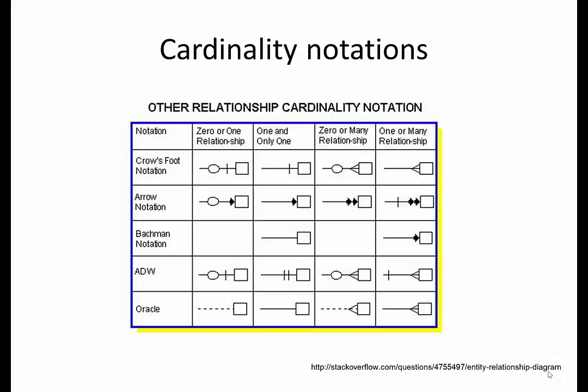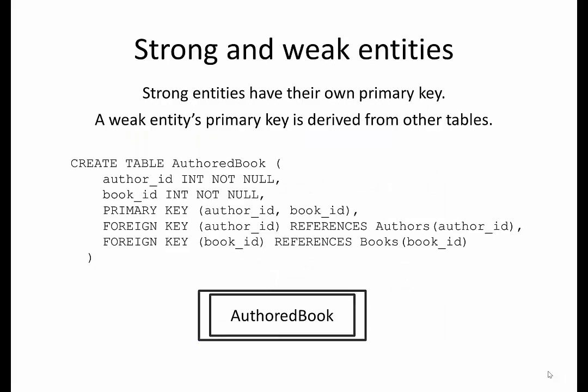You can see there are arrow notations, Bachman notations, ADW notations, Oracle notations. There was a whole variety of different notations defined mostly by things like different software development companies. So bear that in mind. There's a whole variety of notations, they all mean the same things.